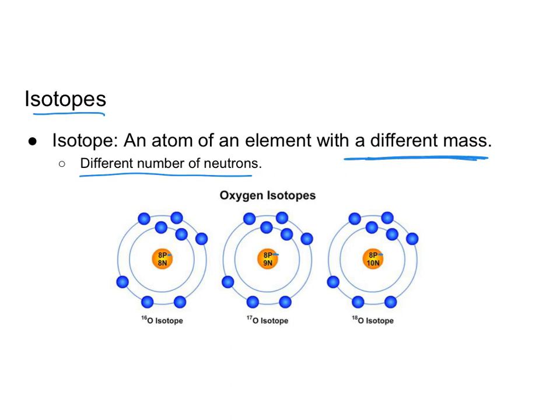But each isotope of oxygen has a different number of neutrons. So this oxygen isotope, here it's oxygen with a mass number of 16, has 8 neutrons. This oxygen isotope with a mass number of 17 has 9 neutrons. And this oxygen isotope that has a mass number of 18 has 10 neutrons. So it's the number of neutrons that changes here.